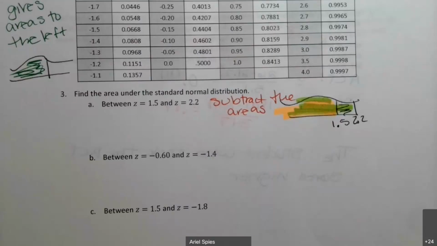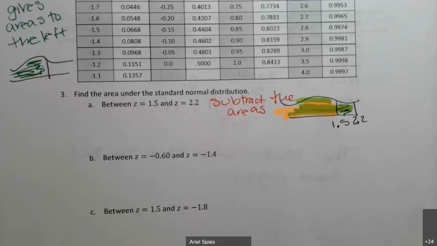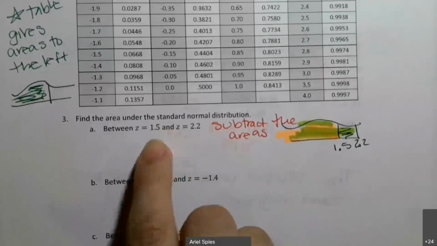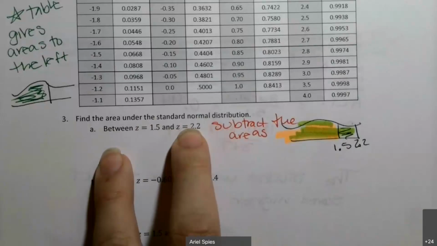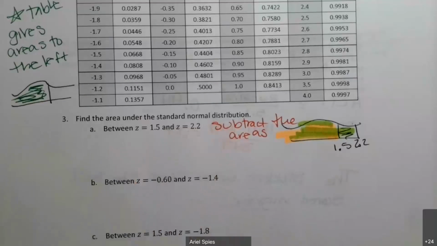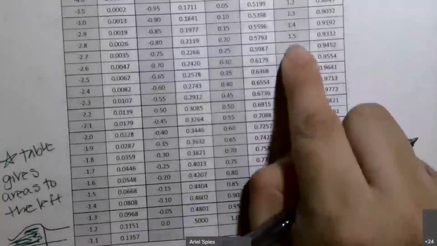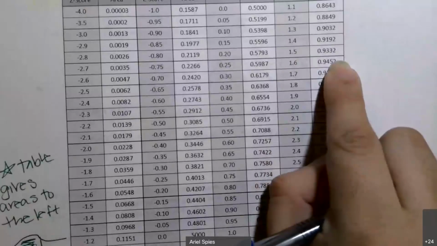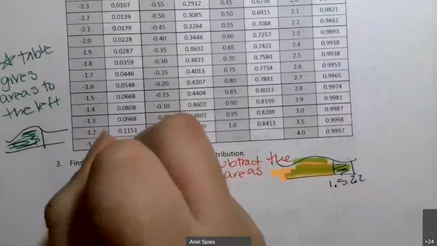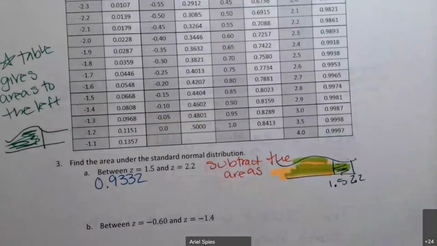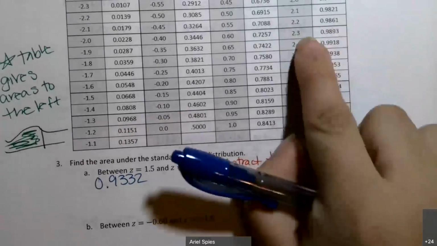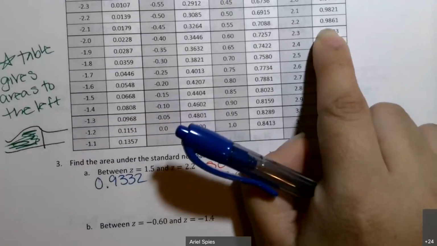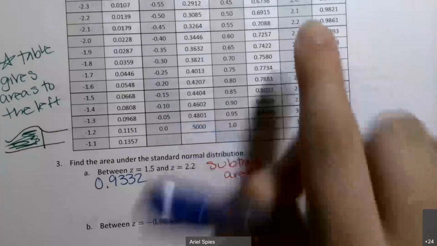So the first thing I want to do is use this chart to find my two areas. The z-scores are the numbers in the gray columns, and the areas are the ones in the white columns to the right. So if I'm looking for 1.5, it is right here. My area is 0.9332. And then I want to do the same thing for 2.2, which is 0.9861.